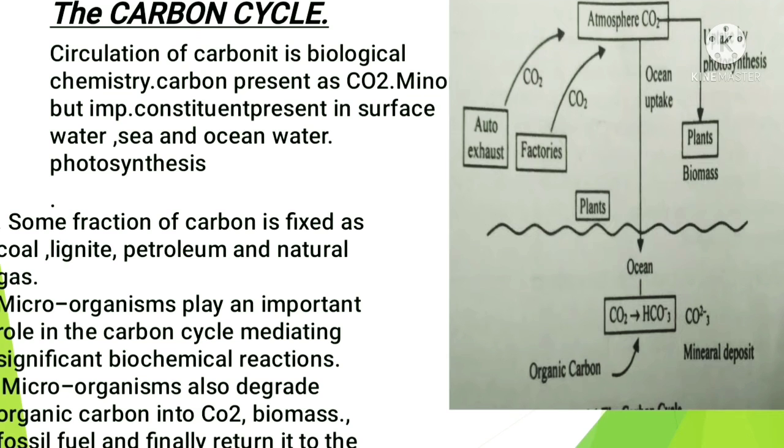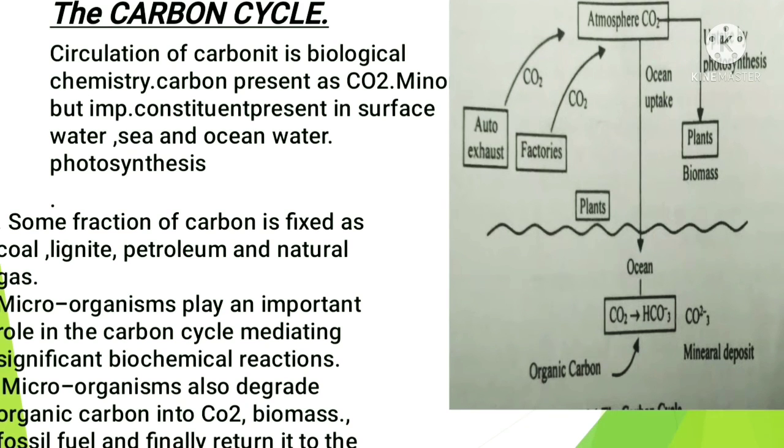So we know very well that the carbon cycle is mainly based on transfer of carbon to the biological system and finally to the geosphere as fossil fuel or fossil carbon. Microorganisms are playing a very important role in the carbon cycle. How? Microorganisms degrade organic carbon into CO2, carbon dioxide, from the biomass and fossil fuel, and it is finally returning to the atmosphere. So continuously from the atmosphere the carbon is taken into different forms, and again is returned to the environment.